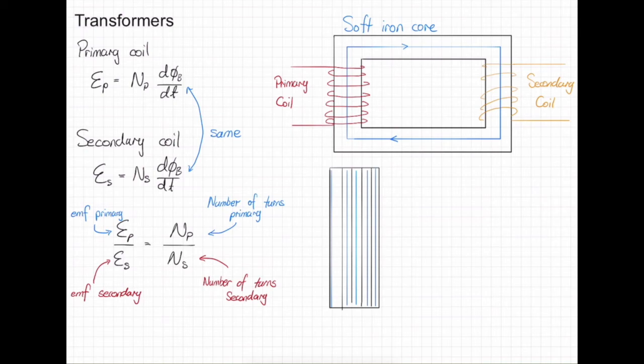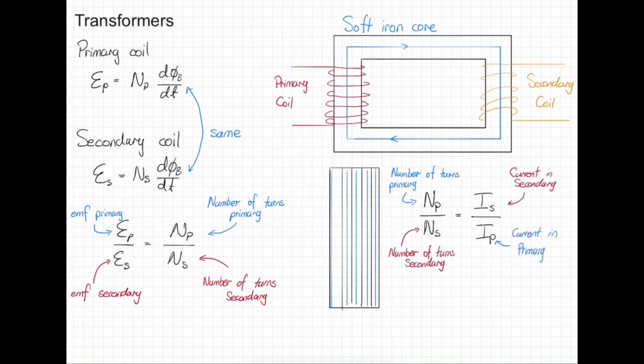Next, we need to see the relationship between the current and the number of coils. When we were looking at the simulations, when we had a step-up or a step-down transformer, the current behaved in an opposite manner. In fact, it is opposite. If we had our number of turns of the primary divided by the number of turns of the secondary, it would be equal to the current flowing in the secondary circuit divided by the current flowing in the primary circuit. So this gives us the relationship between the current and the voltage for transformers.